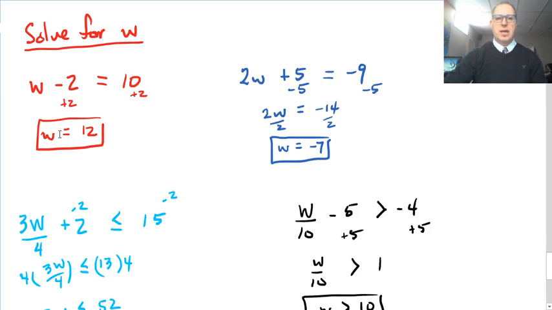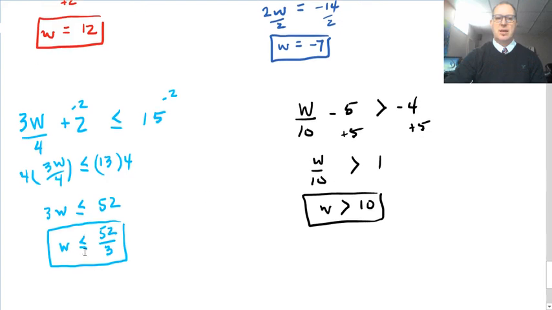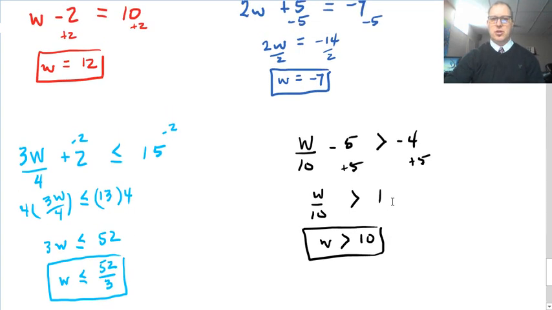The first one should be W equals 12. The second one, W equals negative 7. The third one, W is less than or equal to 52 over 3. And the fourth one, W is greater than 10. All right, and here's the worked out solutions for those.